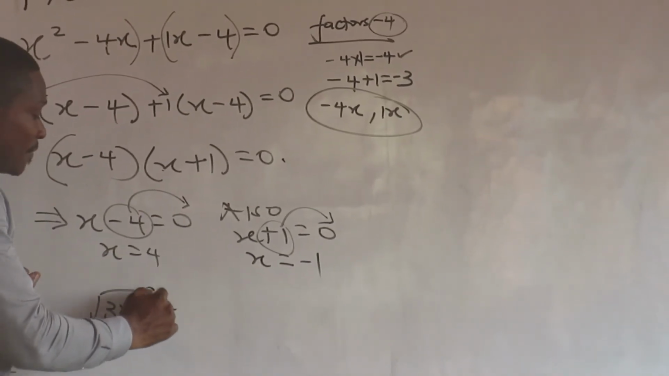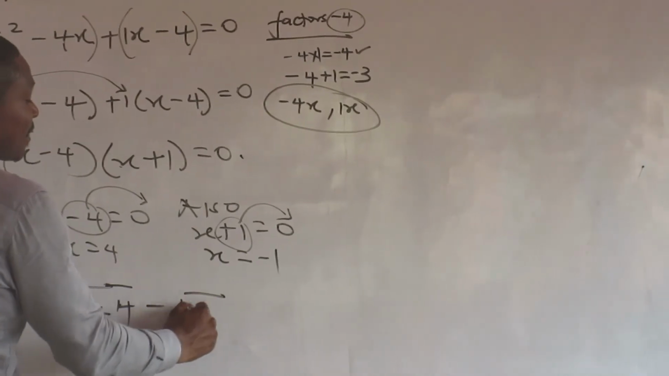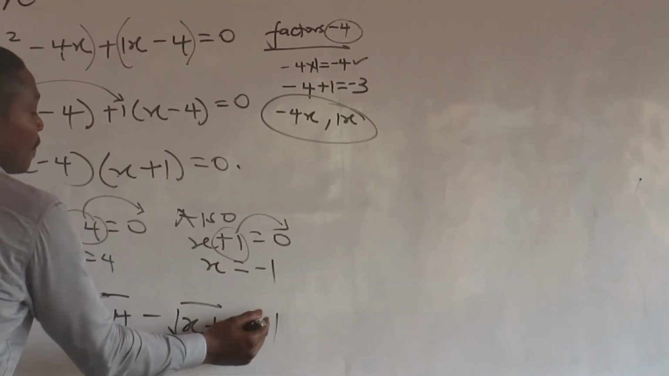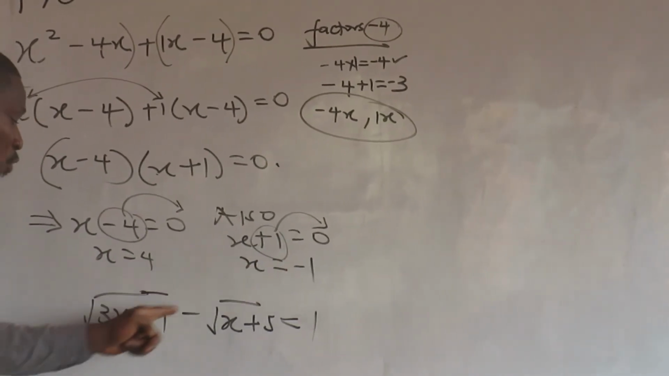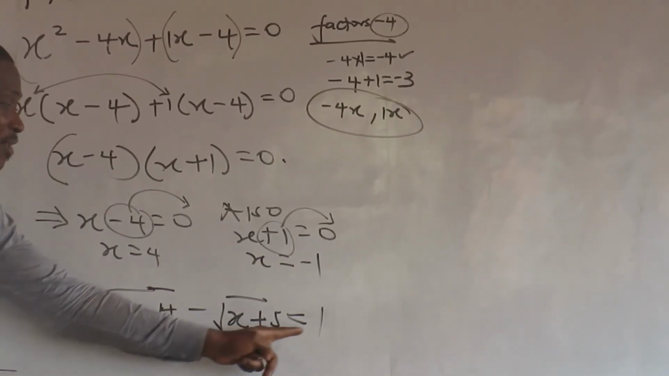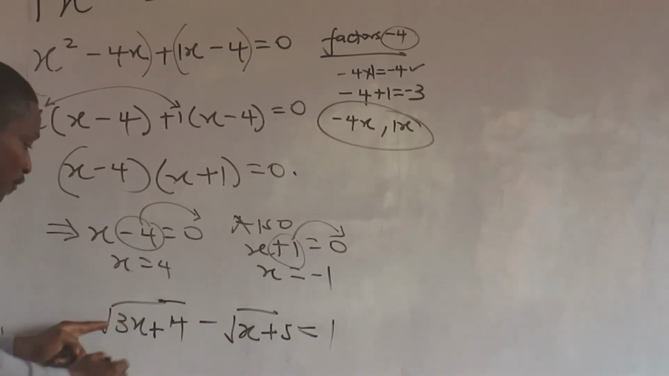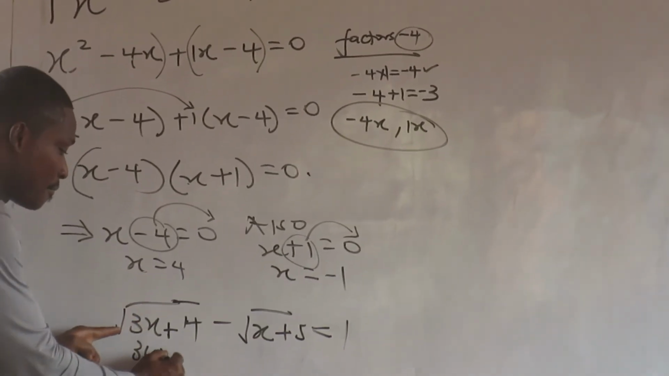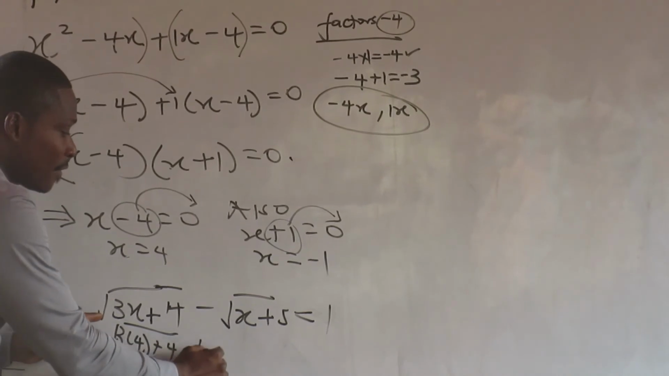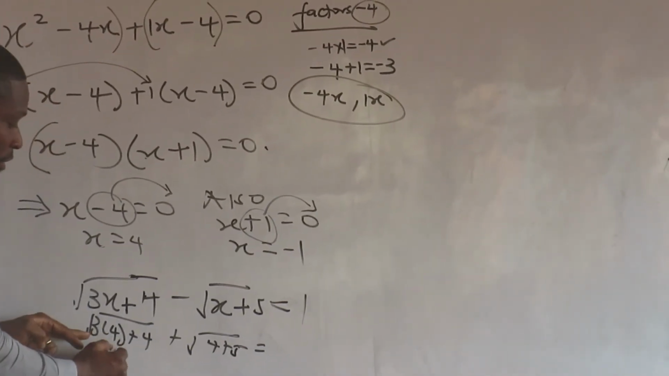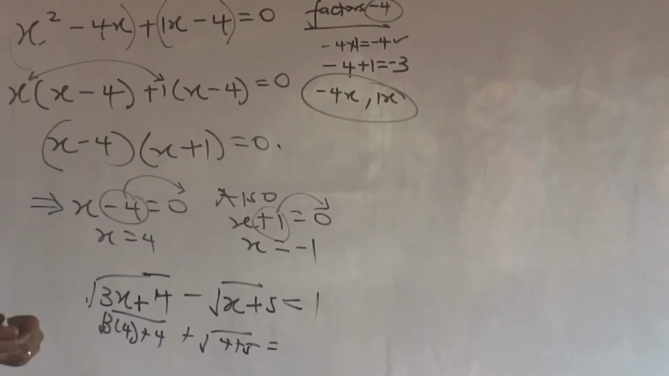Plus 4. This one. Okay. Minus x plus 5 equals what? 1. When we insert minus 1 here, you will not get 1. It means minus 1 does not satisfy. When you insert 4 here, everything, right? That is 4, you get 1.